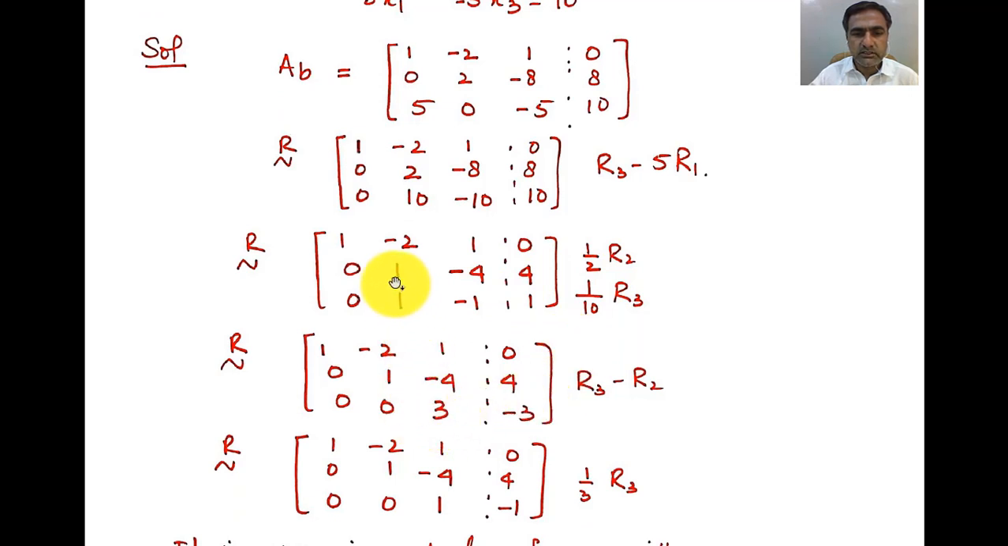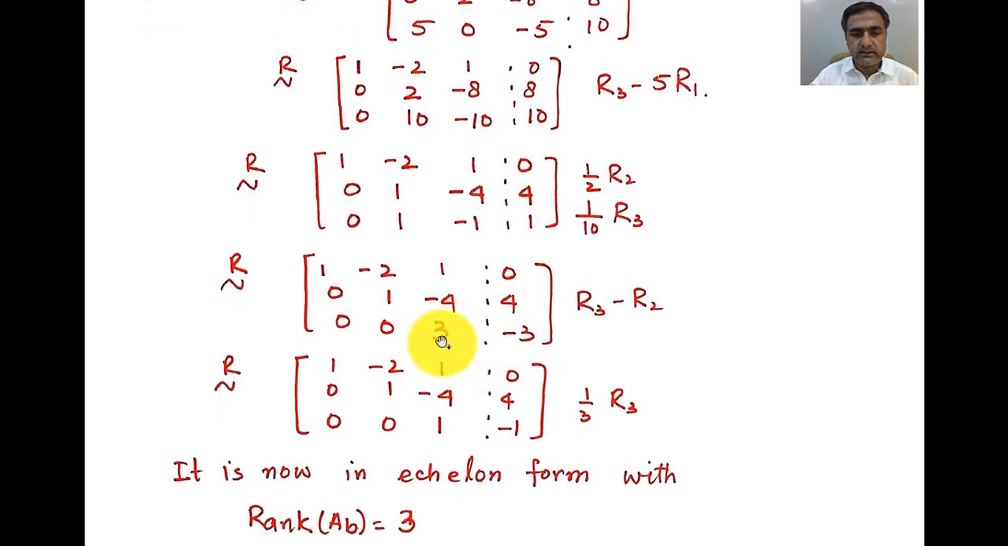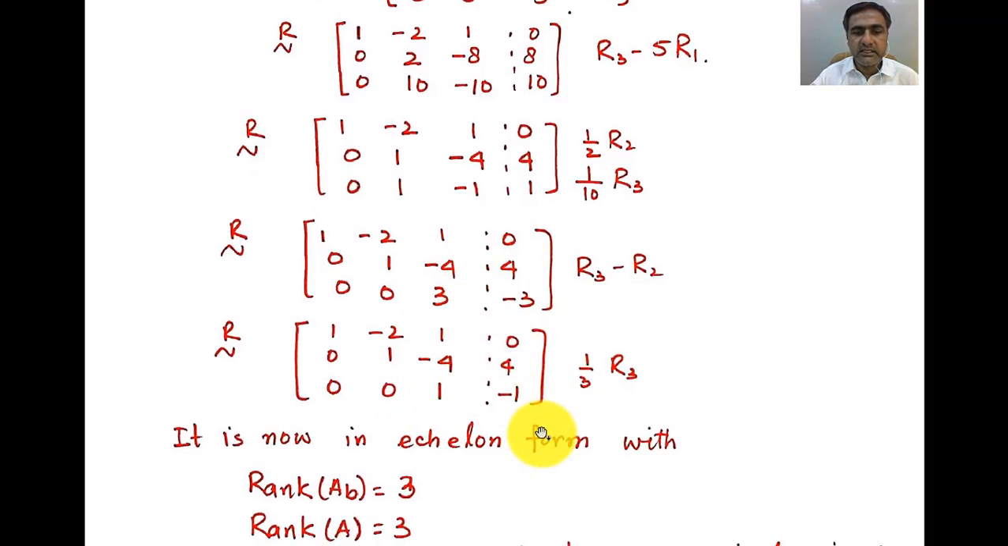And if I perform one more step, I make this entry 0. This can be made 0 with the help of this entry. So I subtract this row from this row: row 3 minus row 2, and I have this form. And in the end, I divide row 3 by 1/3 to have this form. Now I see that this is in echelon form.